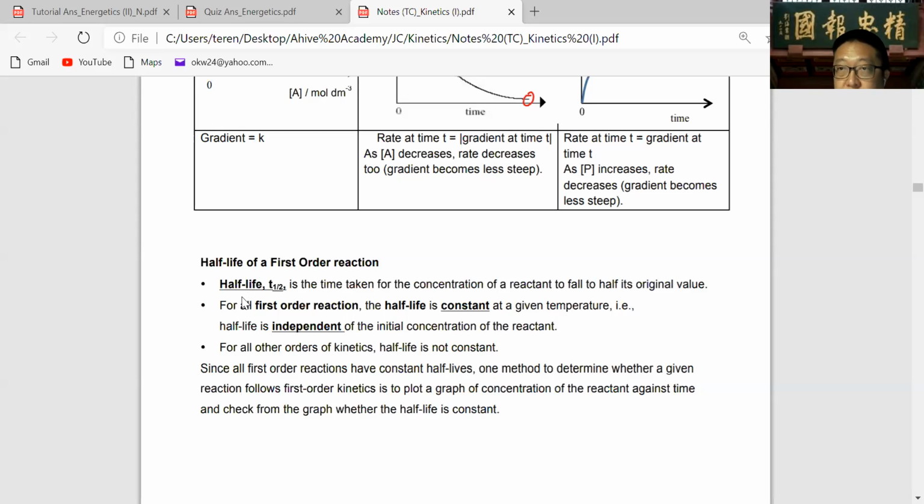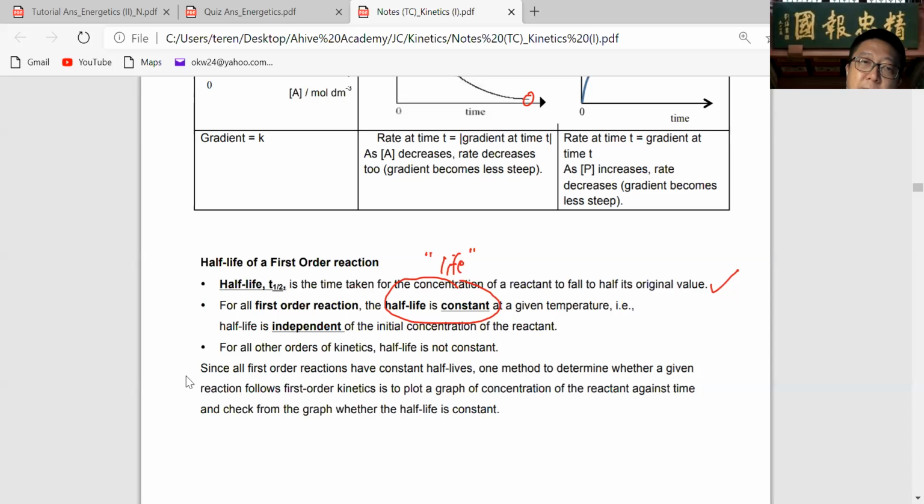What is half-life? Half-life is half of its original life. Of course, it's half its original concentration. It's the time taken for the concentration, the so-called life, to fall to half. Originally, let's say you have 100 mol per dm cubed, and it drops to 50 mol per dm cubed. The time taken to fall to half the original value is called half-life. For a first order reaction, your half-life is constant at a given temperature. That is how we tell what a first order half-life is. For all the other orders of reaction, half-life is not constant.